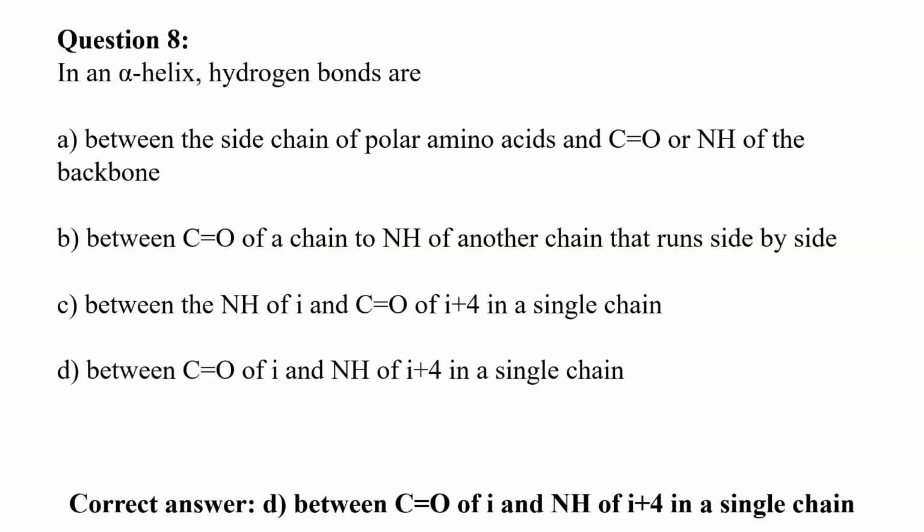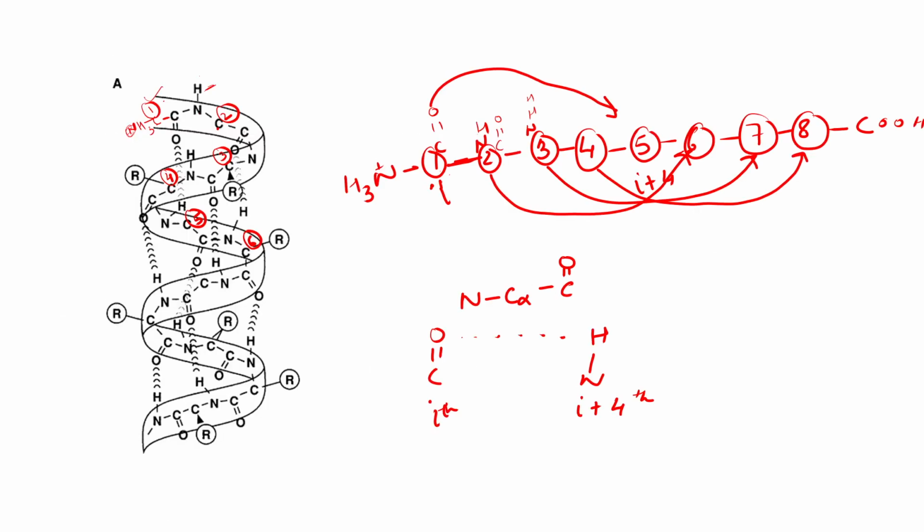So in an alpha helix, the hydrogen bond will form between the CO of i and the NH of i plus 4 in a single chain. This kind of hydrogen bonding is called intramolecular hydrogen bonding. In the same molecule, the hydrogen bond is forming inside the molecule. It happens between the C double bond O group, the carboxylic group of the ith amino acid, and the amino group of the i plus 4th residue.